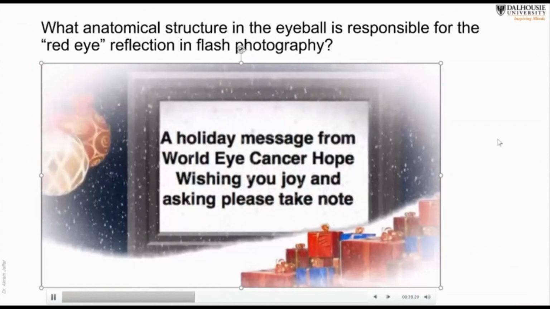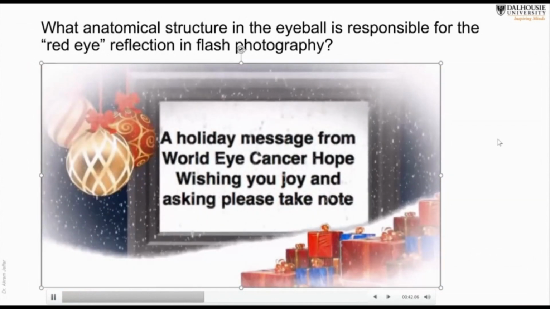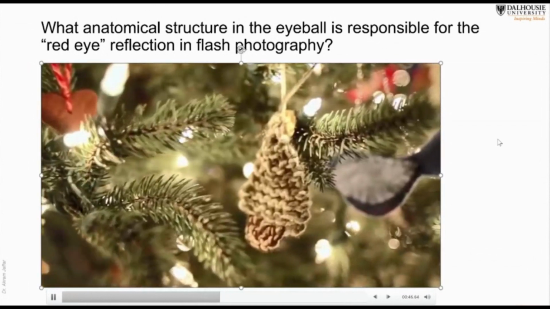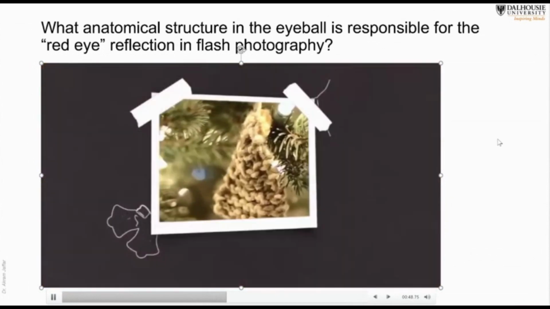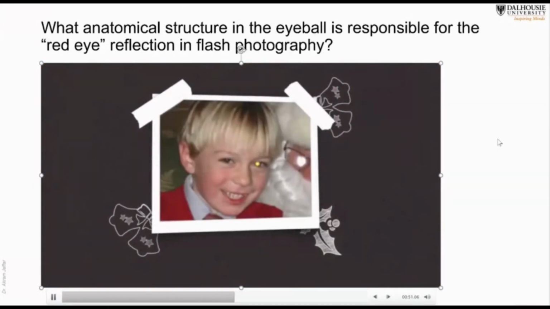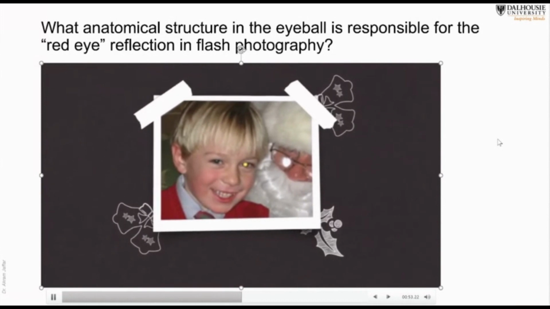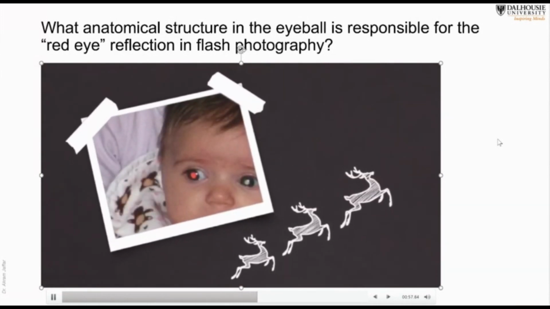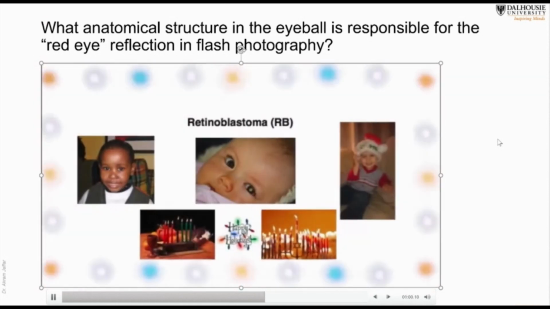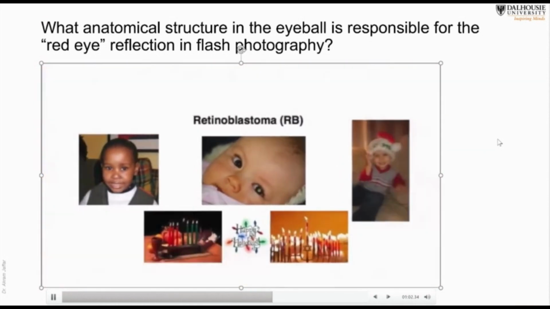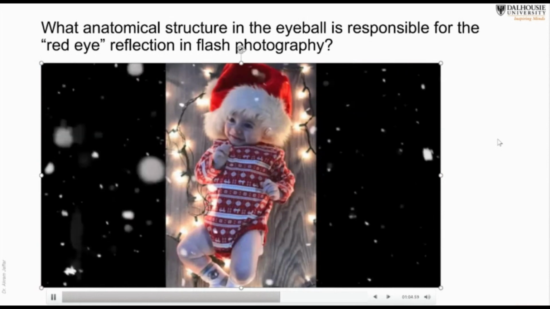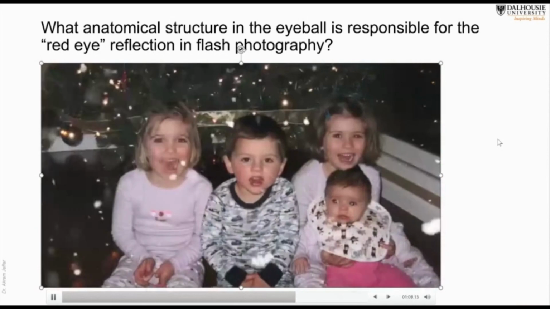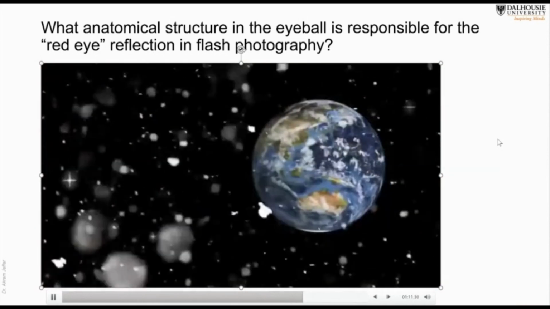A holiday message from World Eye Cancer Hope, wishing you joy and asking, please take note. In this warm season's glow, when you capture its light, check all children's photos show red eye, not white. When the pupil shines white like a cat's eye at night, in a young child's eye it can mean something's not right. A life-threatening condition, retinoblastoma or RB, that's childhood eye cancer to you and me. 8,000 children each year, both boys and girls. It doesn't discriminate, it affects the entire world.